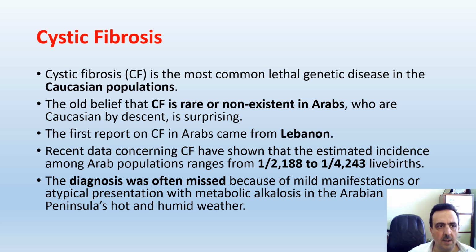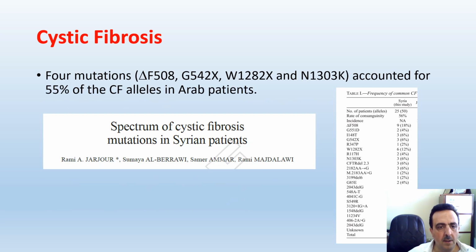So the clinical features of cystic fibrosis were not very clear in the Arabs, and because of that, it was underdiagnosed. This is actually a study I did about cystic fibrosis in Syria. I could collect 25 cystic fibrosis patients, and we can see here in this table the most common mutations. Delta F508 is the most common mutation all over the world causing cystic fibrosis.